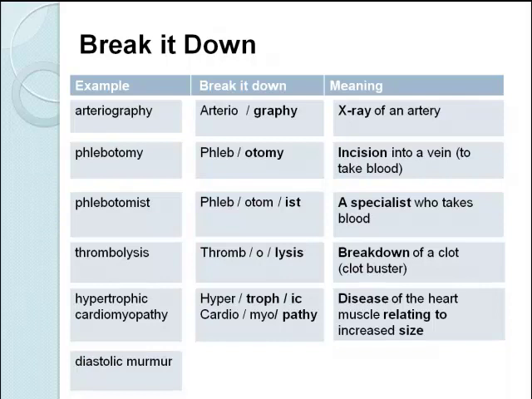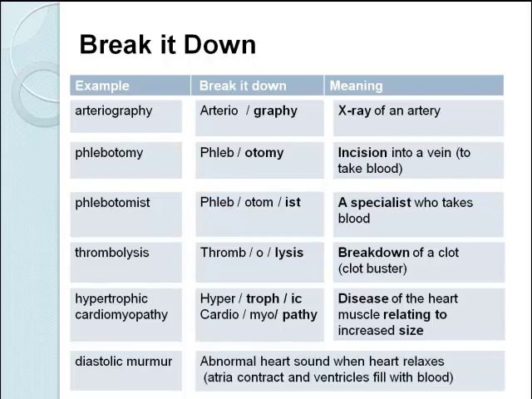And diastolic murmur. Well, it's hard to break this one down. We could take the ick off the end and say it's a murmur relating to diastole. Let's just give the meaning. So we know a murmur is an abnormal heart sound, and diastole, or diastolic, relates to when the heart relaxes. The atria contract and the ventricles fill with blood. So diastolic murmur, an abnormal heart sound when the heart relaxes.